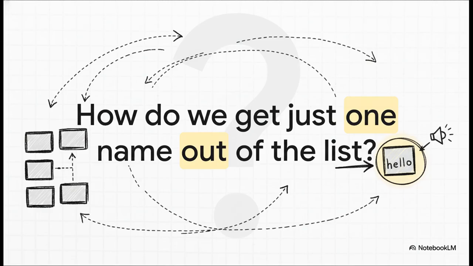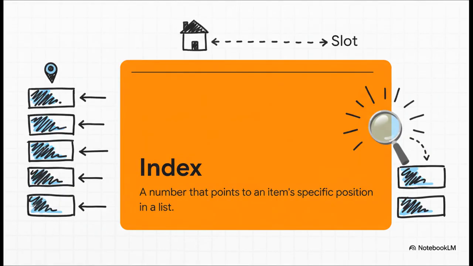And that brings us to the big question, right? We have 4 names all packed neatly inside our list. How do we reach in and pull out just one of them? How can we tell the computer, I want to talk to Ali, and not the rest of them? The answer is something called an index.